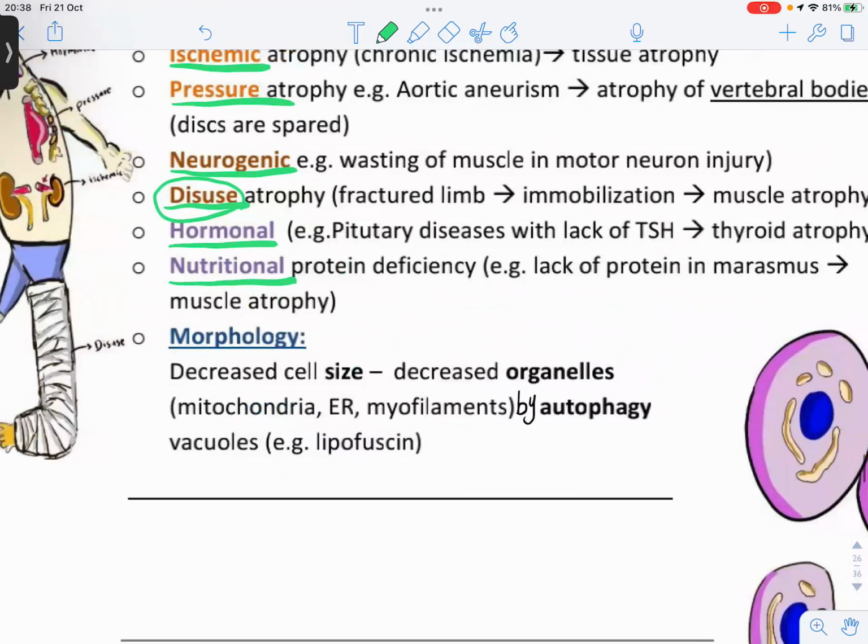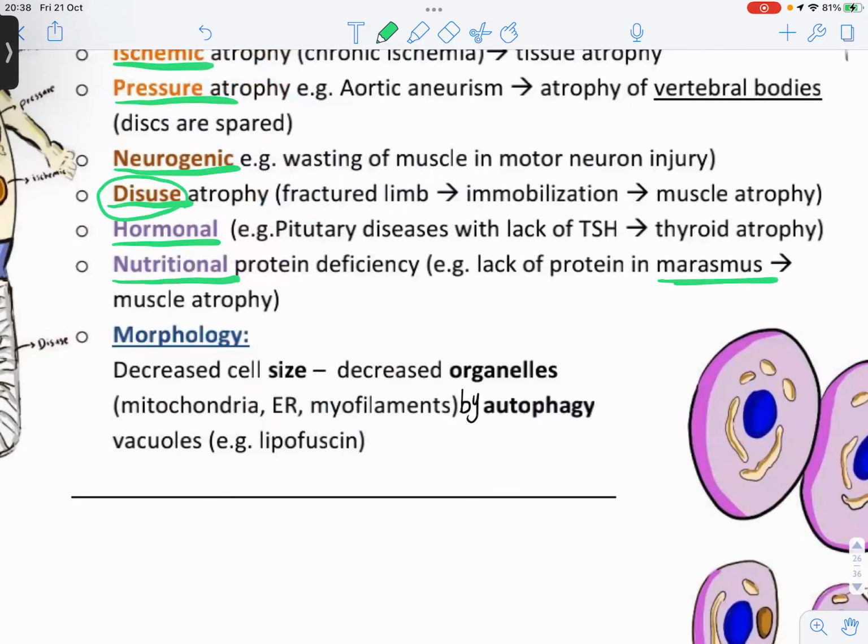For example, in something called marasmus. Marasmus means severe lack of protein. You don't eat protein for a long time. For example, in very poor countries, they have starvation. They don't eat protein for 10 or 20 years. So we know that proteins are very important to form our muscles, because our muscle consists of protein. So in poor countries they get marasmus, and then we can get muscle atrophy.